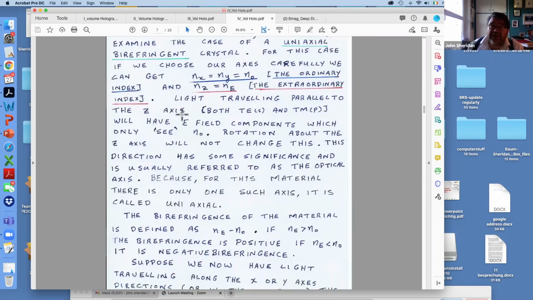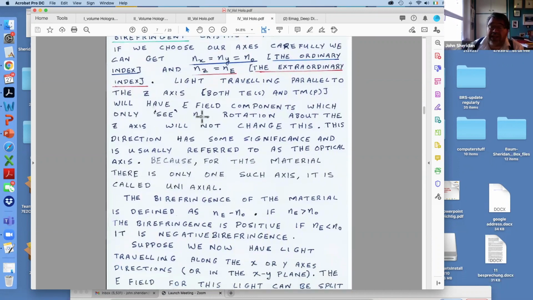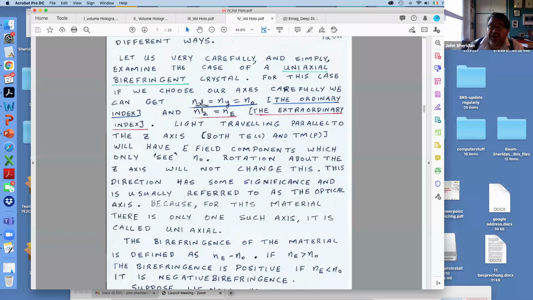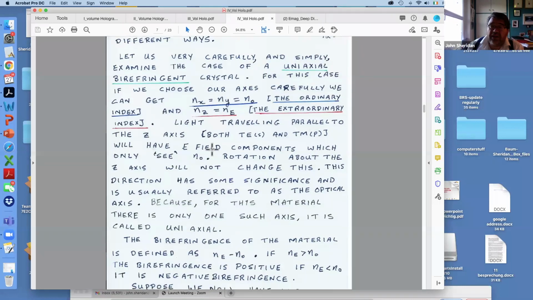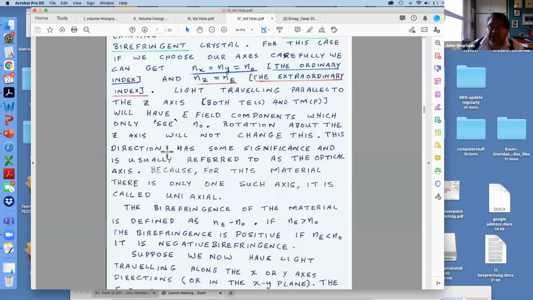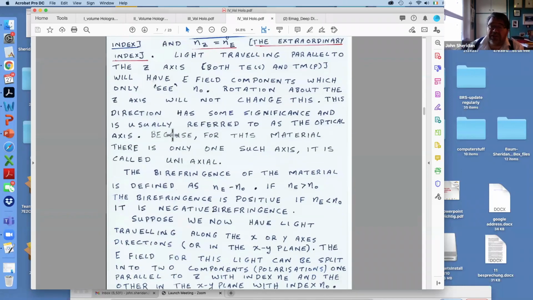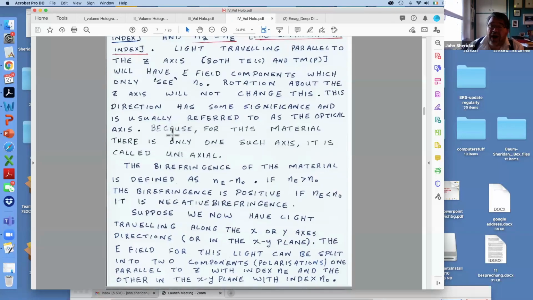Light traveling parallel to the z-axis, both TE and TM, will have E-field components which only see n0. So the E-fields will point in the X and Y direction. They're only going to see this refractive index n0. Rotation about the z-axis will not change this. This direction has some significance and is usually referred to as the optical axis.